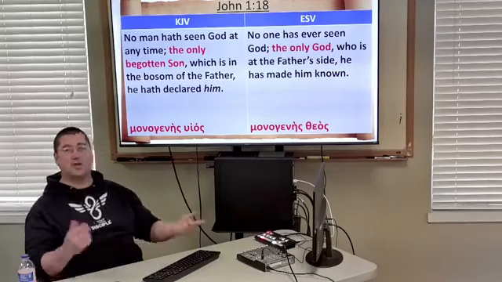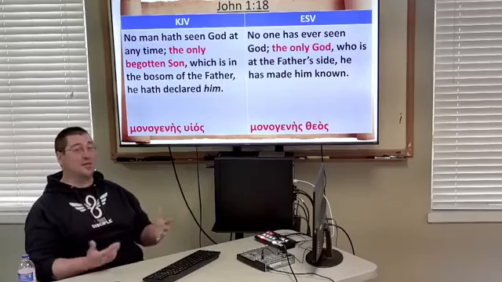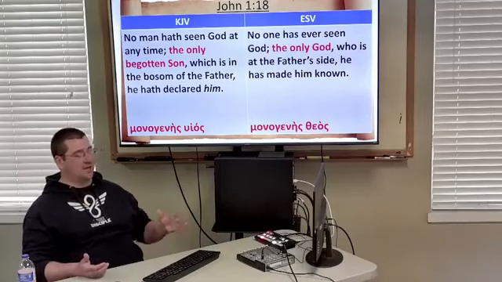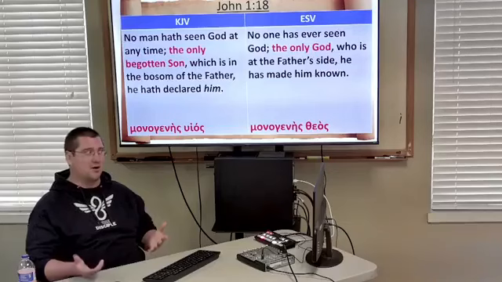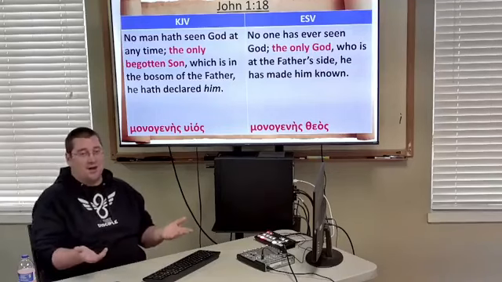So the idea is this: if it originally said monogenes huios, only begotten Son, how would a scribe accidentally change it to theos? Whereas the other way around, you could easily see that happening with a scribe changing monogenes theos as they're copying it to monogenes huios. So most people agree John 1:18, only the unique and only God. But the whole point was that if they're going to say that new translations are trying to diminish the deity of Christ, well, we could technically turn that argument around on them and say, oh, you're trying to diminish the deity of Jesus Christ here.